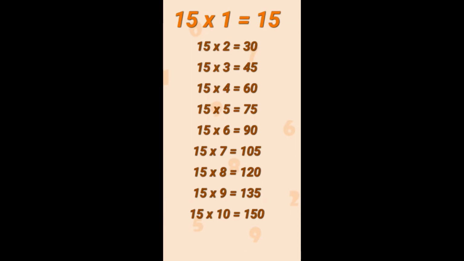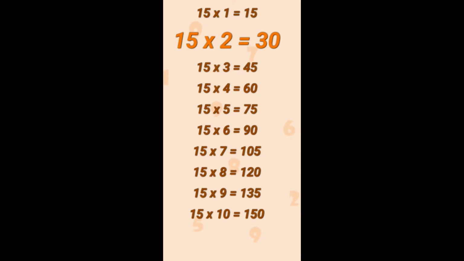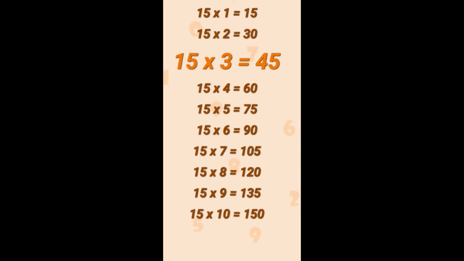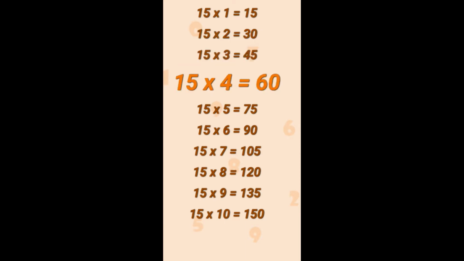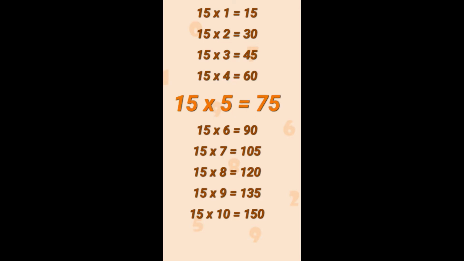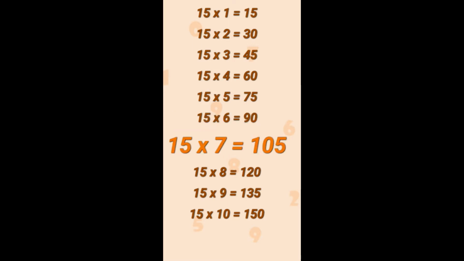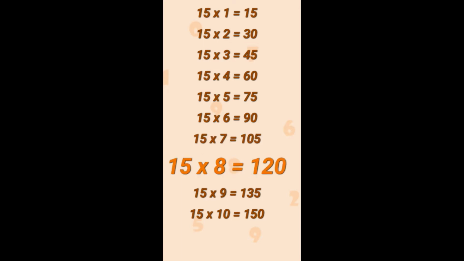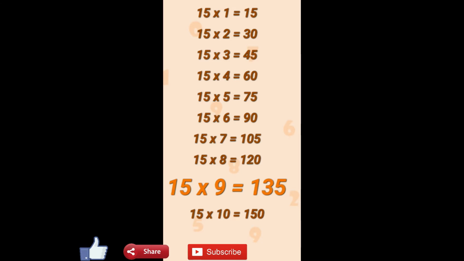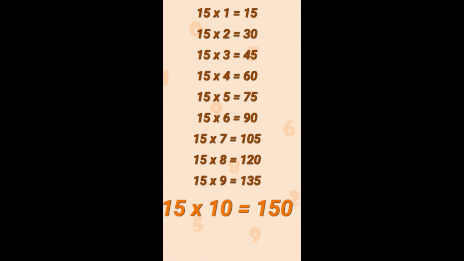15 times 1 is 15. 15 times 2 is 30. 15 times 3 is 45. 15 times 4 is 60. 15 times 5 is 75. 15 times 6 is 90. 15 times 7 is 105. 15 times 8 is 120. 15 times 9 is 135. 15 times 10 is 150.